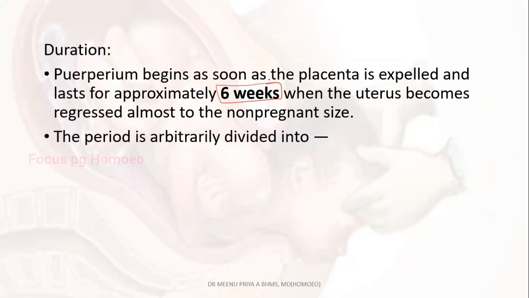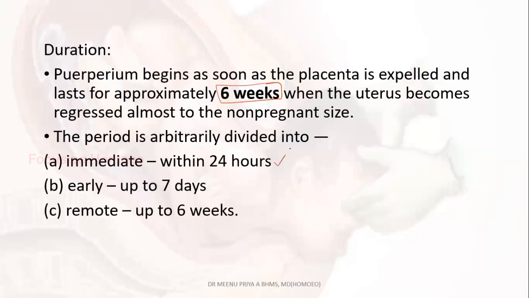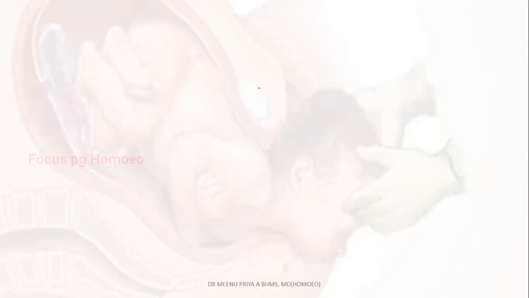Next, the period is arbitrarily divided into immediate, early, and remote. So immediate is within 24 hours, the regression happening, early is up to 7 days, and remote is up to 6 weeks. So maximum it is 6 weeks.